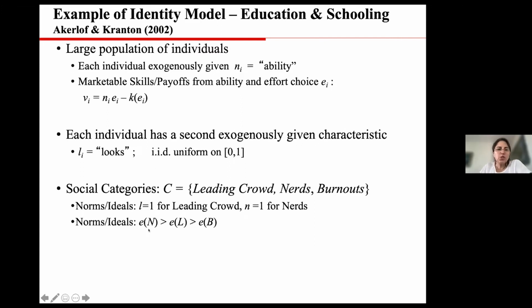The other thing that I'm going to specify, so these are specifications of the model, is the ideal effort levels: an ideal effort level for the nerd, an ideal effort level for a leading crowd person, and the ideal effort level for a burnout. So remember, people are going to be choosing effort. If you were a nerd, this is the effort level you're supposed to pick. You may or may not pick it, but this is the one you're supposed to pick. If you're in the leading crowd, this is the effort level you're supposed to pick. And if you're a burnout, this is the effort level you're supposed to pick. So if you're a burnout, you're not supposed to work very hard in school. This is the prescribed, the should-do effort level.